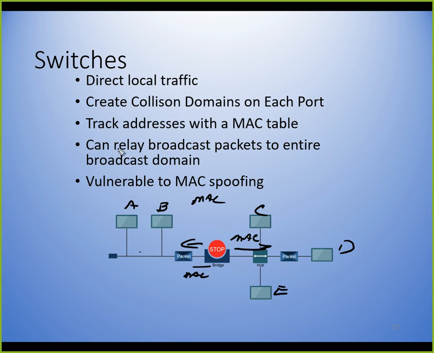We track addresses in a MAC table and relay broadcast packets. We keep having this term here, but broadcast packets are IP packets, so they're always going to go out of these things. Vulnerable to MAC spoofing. So I can simulate or spoof or change the MAC address, and there are protocols to do that. Why would you want to do that? So that you can get someplace that your MAC address isn't allowed to be.